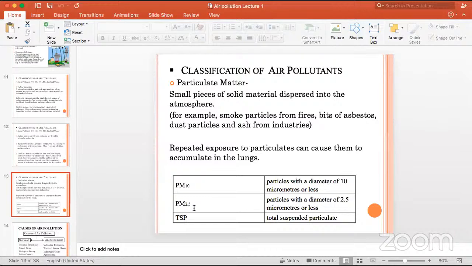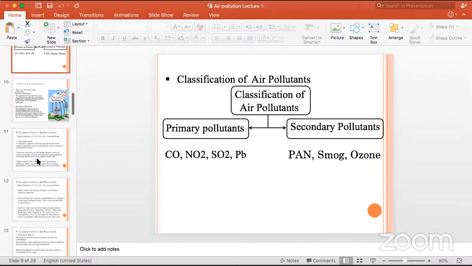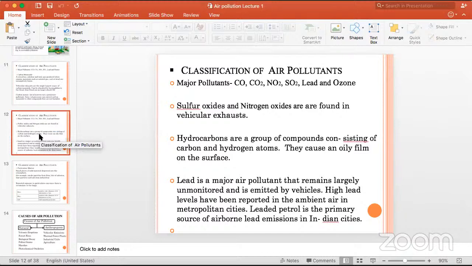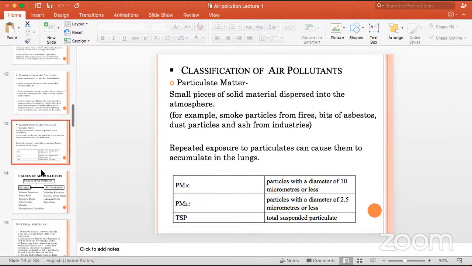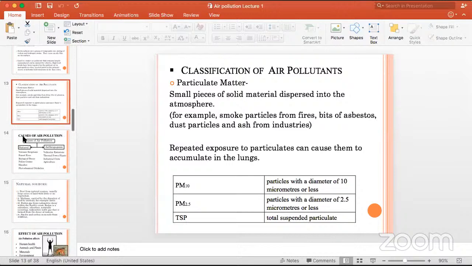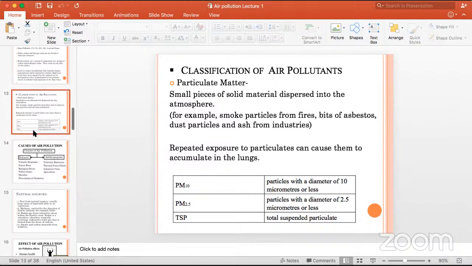Is that clear? So this is the case of the air pollutants. We have primary pollutants and we have secondary pollutants. I think we have seen most of the pollutants in detail. Any questions up till here? Yes, any questions? Okay, fine. So let's just take a 5-minute break and we will continue with the causes of air pollution.